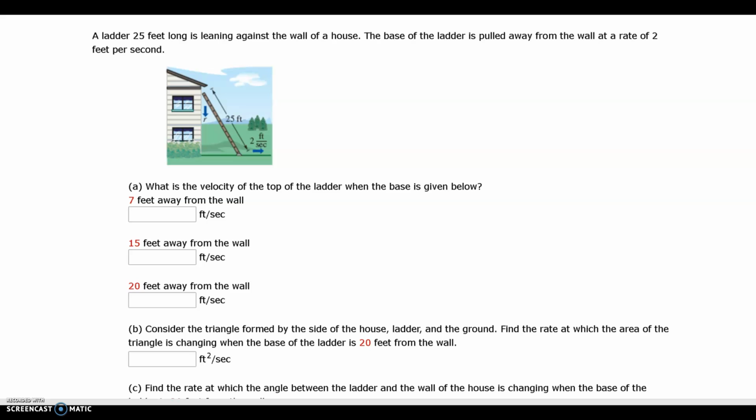So basically for this first part, first we've got to set up our relationship between our measured values, the distances here of that right triangle. So I'm just going to say x squared plus y squared equals 25 squared. I'm calling this x and this distance here y. Those are changing, those are varying as the ladder gets pulled away from the wall. So that's my setup for this first question, because it says, what is the velocity of the top of the ladder when the base is given below?